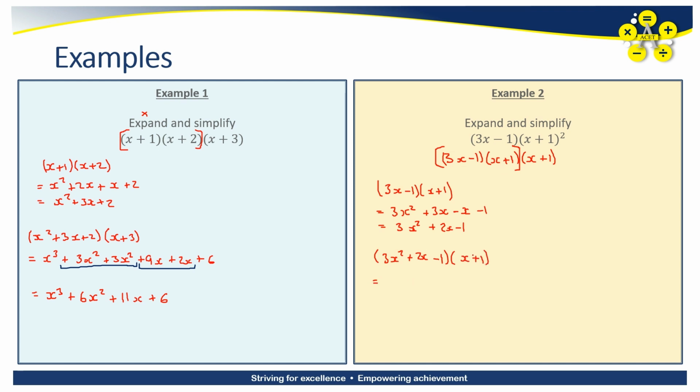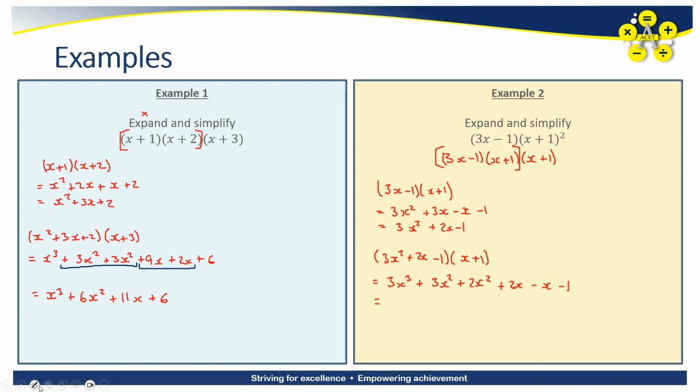Again, I'm expecting 6 terms to be written down now because we're multiplying each one of these 3 terms by the 2 in the final bracket. So 3x squared times x is 3x cubed. 3x squared times 1 is 3x squared. 2x times x is 2x squared. 2x times 1 is 2x. Negative 1 times x is negative x. And negative 1 times 1, negative 1. Just be careful when you multiply in with negative numbers to ensure that you've got the correct sign.